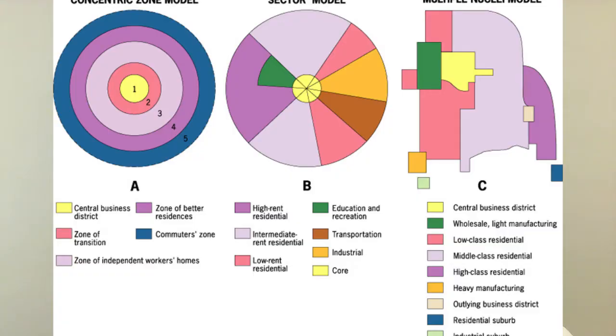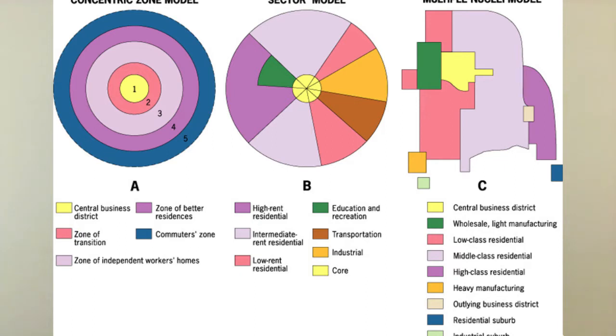The first one, the concentric zone model, was made by Ernest Burgess in the 1920s and is based on his studies of Chicago, where it has one CBD in the middle, the zone of transition, blue collar workers, middle class workers, and an outer suburban ring. So this model looks like circle, circle, circle, circle, circle. It looks like Von Thunen's concentric circle model.